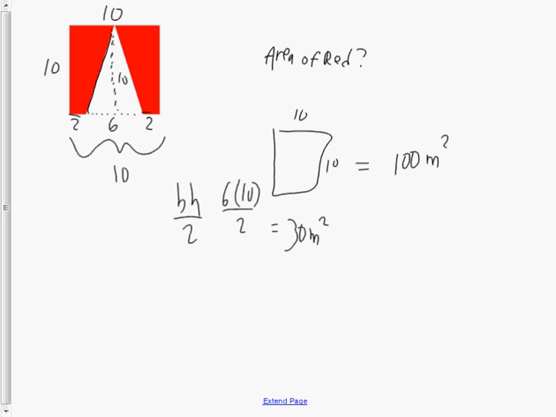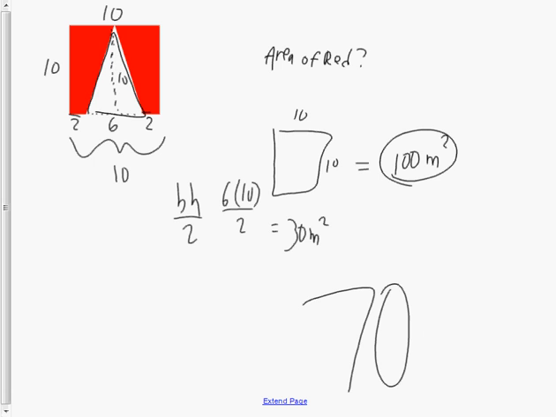So the area of this triangle that was cut out was 30 meters squared worth of space, cut out from a square which was 100 meters squared. Therefore, the final answer is the area of the remaining red would be 70 square meters of area. Okay? How many of you got that one, just out of curiosity? Most of you, that's good.